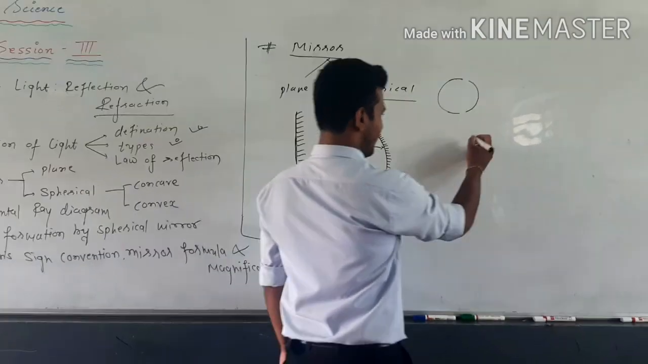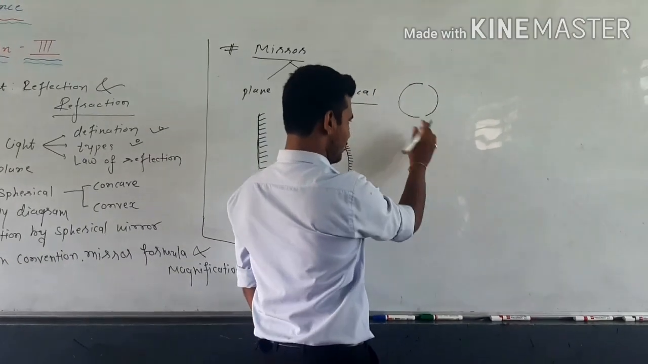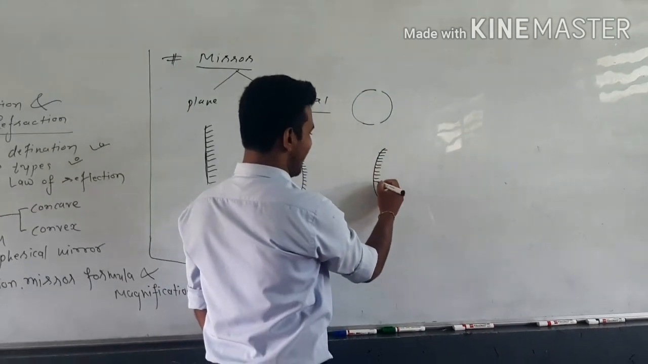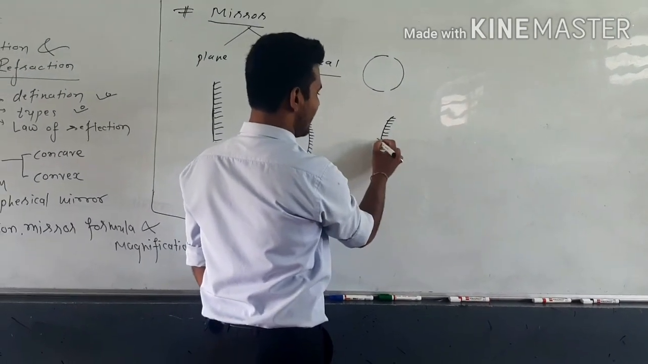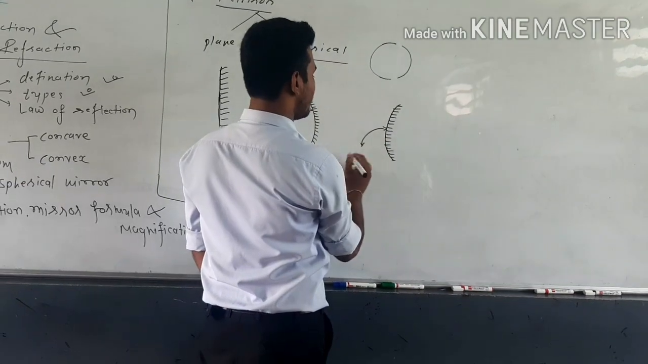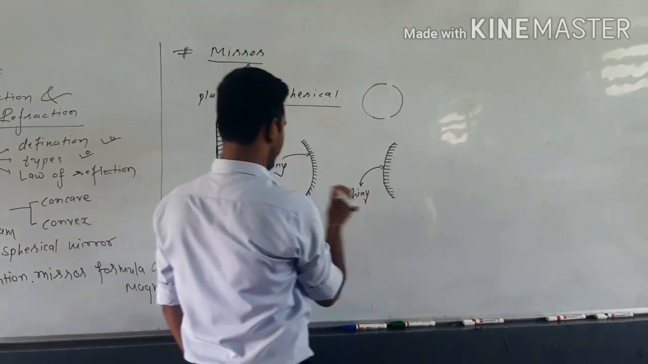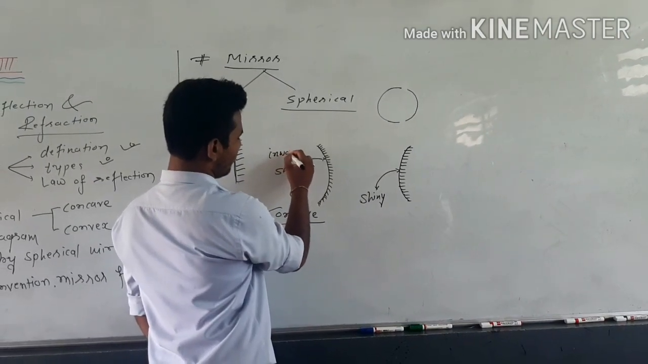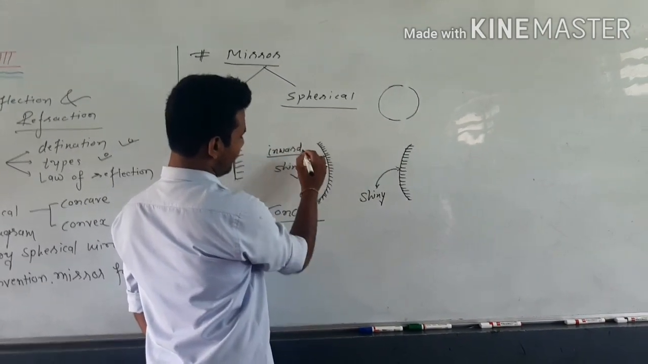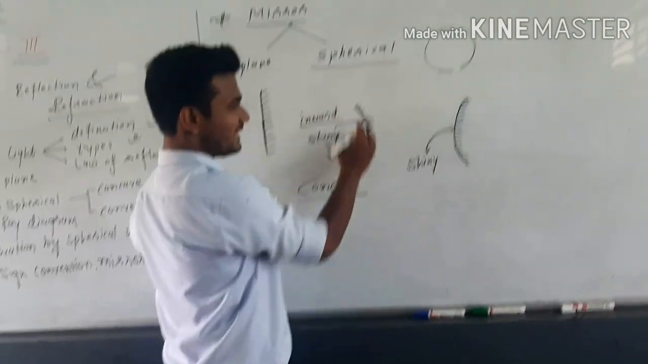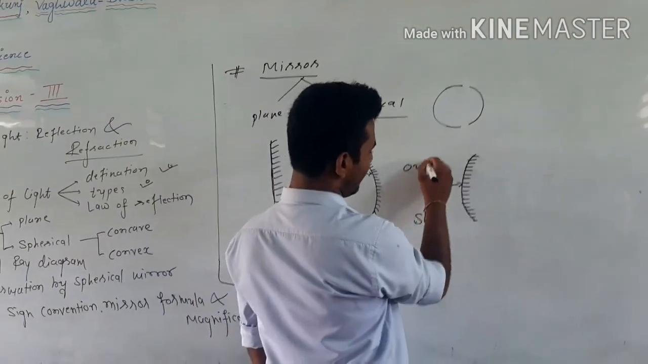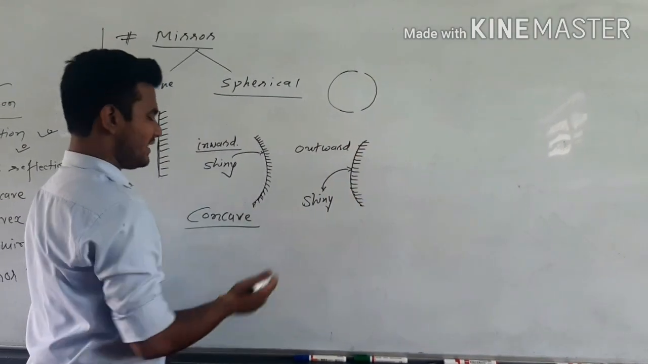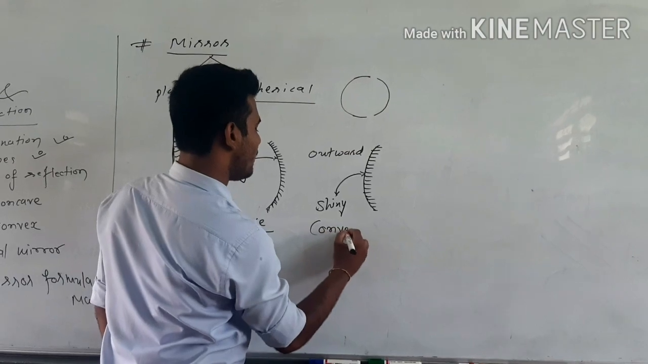Similarly, this way we can also understand. If I rotate it like this, and if the inner surface is black and this is the outer surface, and if the outer surface of the mirror is shiny, right? In concave it's curved inward and its inner surface is shiny, and here it is curved outward, right, and its outer surface is shiny, so that is called convex mirror.